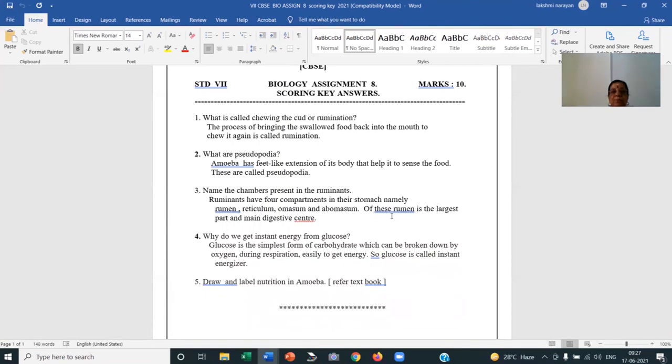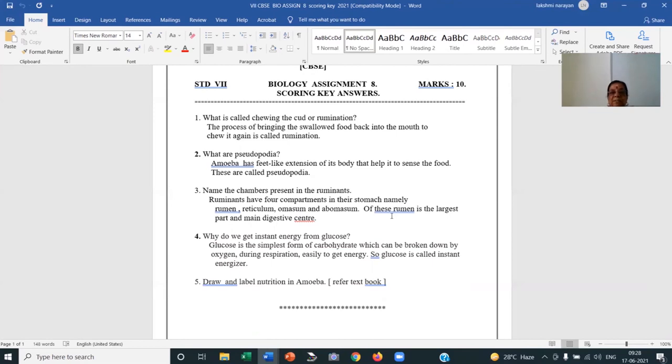Ruminants have 4 compartments in their stomach, namely rumen, reticulum, omasum, and abomasum. I repeat, rumen, reticulum, omasum, and abomasum. Of these, the rumen is the largest part and the main digestive center. Okay, so these are the chambers of the ruminants in the stomach.